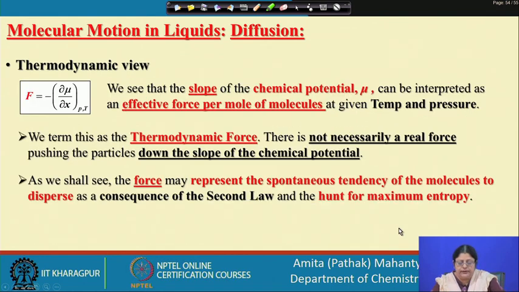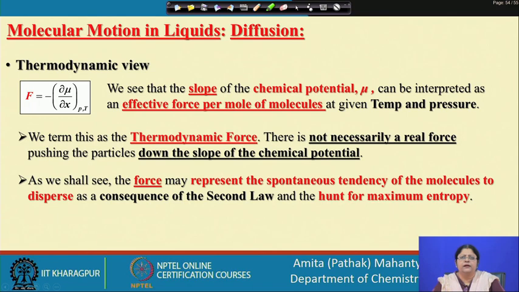So, now we extrapolate this. The force which we have identified from a general work expression is the slope of the chemical potential mu, and can be interpreted as the effective force per mole of the molecule at a given temperature and pressure. In terms of the thermodynamic forces, we can term this force the thermodynamic force.